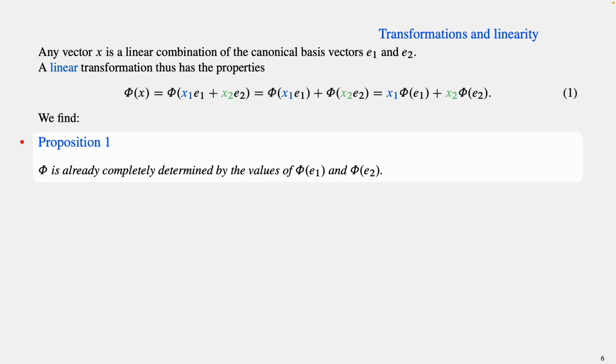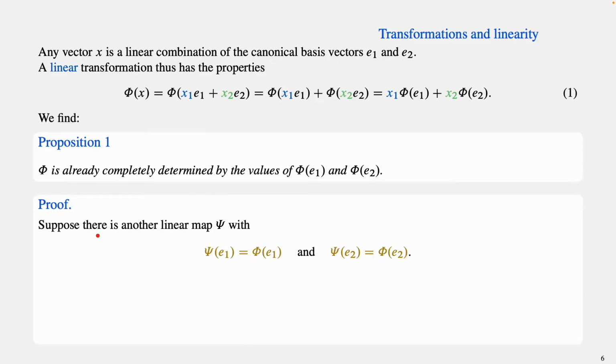And we find the following, proposition 1. The linear map phi is already completely determined by the values of phi of e1 and phi of e2. So this means when we know these two values here, the value of phi on just these two canonical basis vectors, then we know everything we have to know about phi. We don't need any additional information to compute phi on any given vector x that we give it as input.